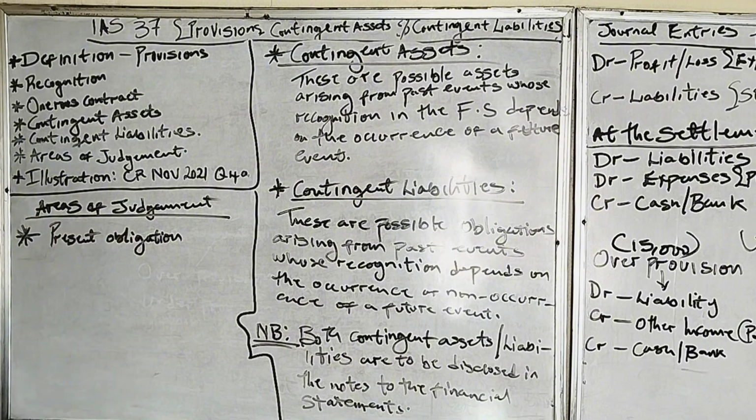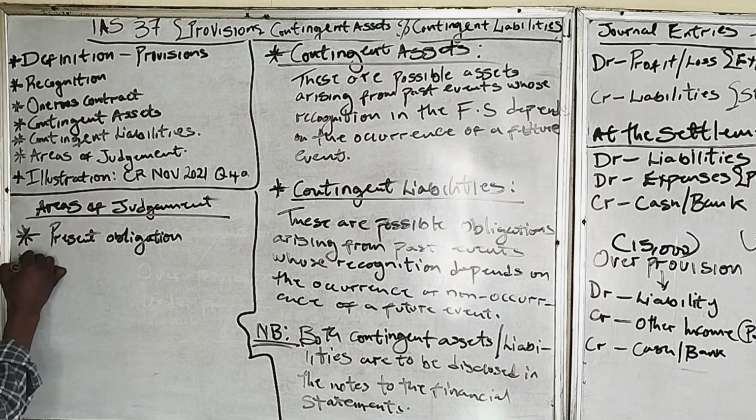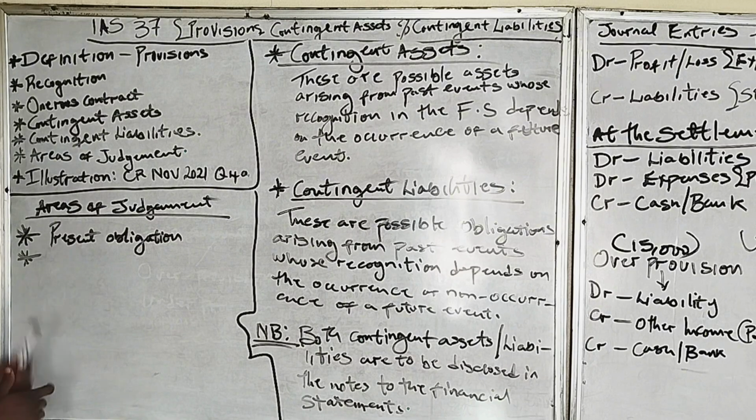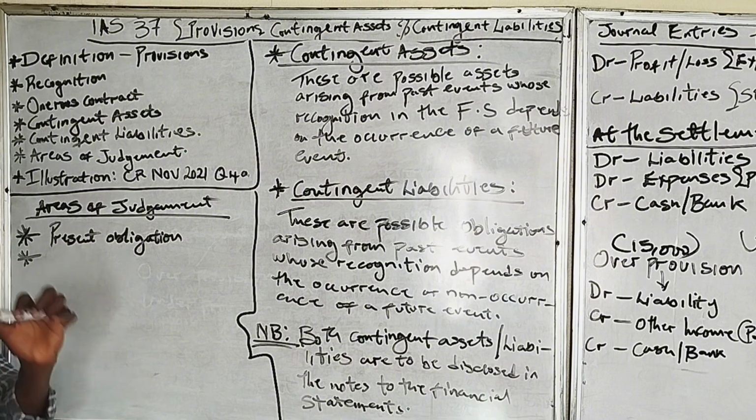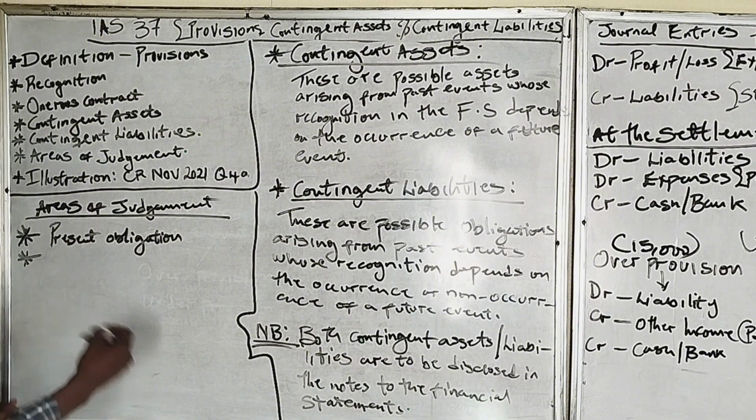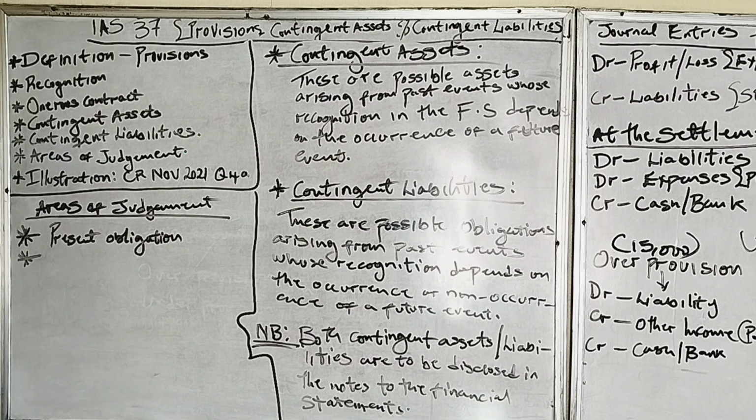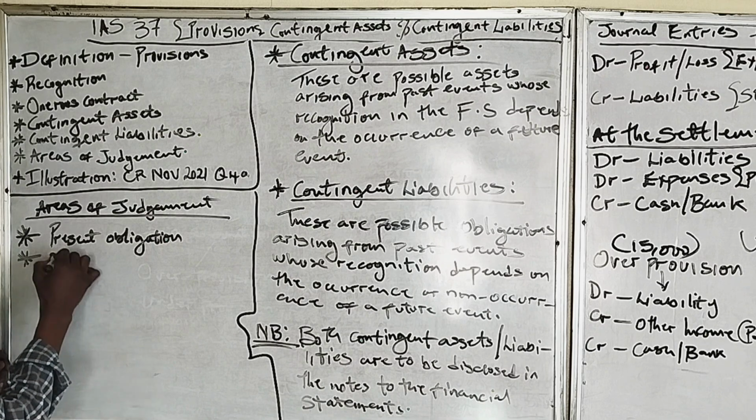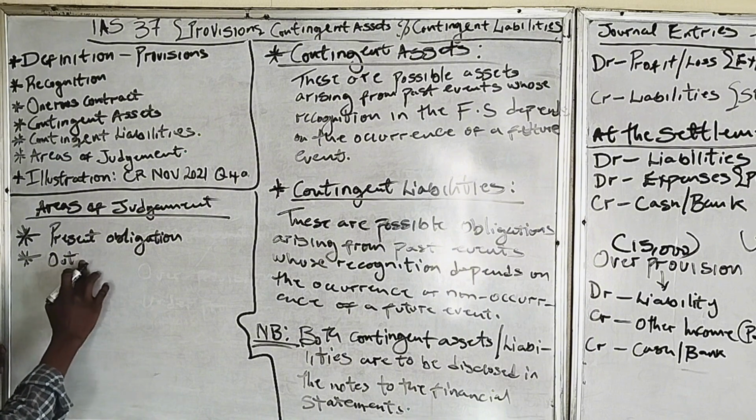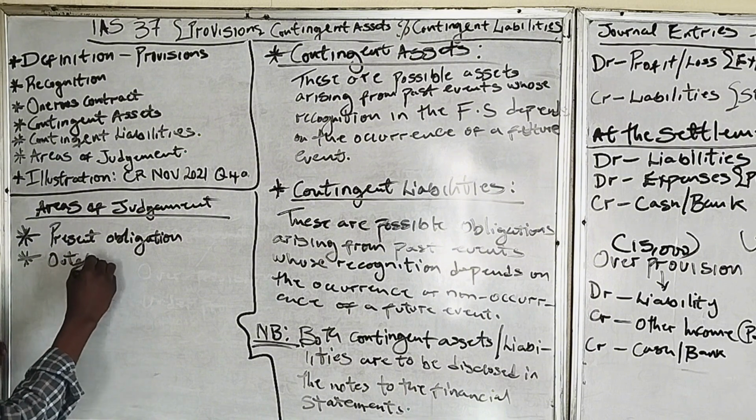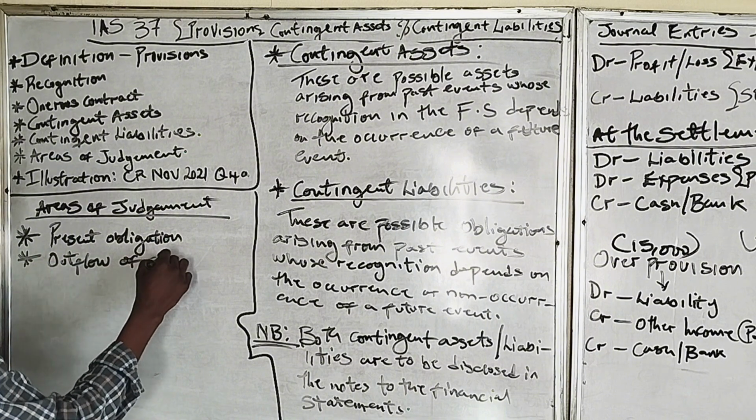That's one. Secondly, you as an accountant in relation to IAS 37 provisions, contingent assets and contingent liability should be able to determine if there will be an outflow of economic benefit. So you should also be able to note if there will be an outflow of economic benefit.